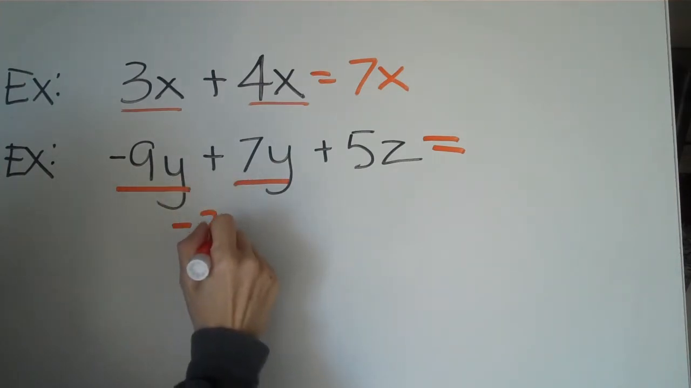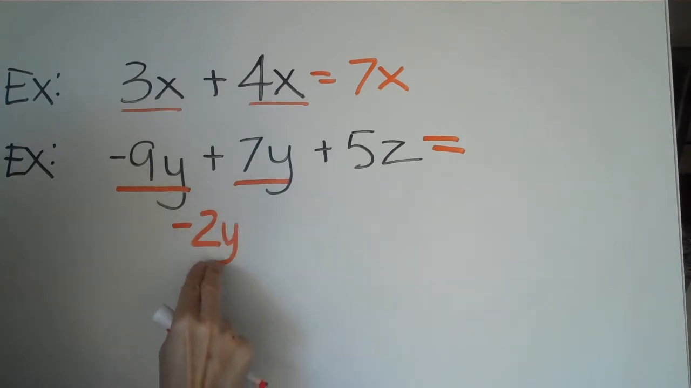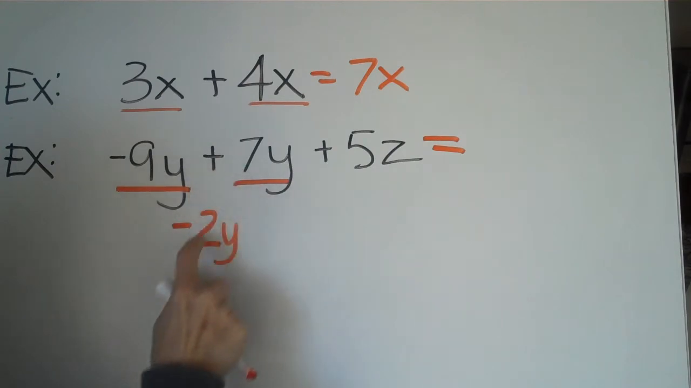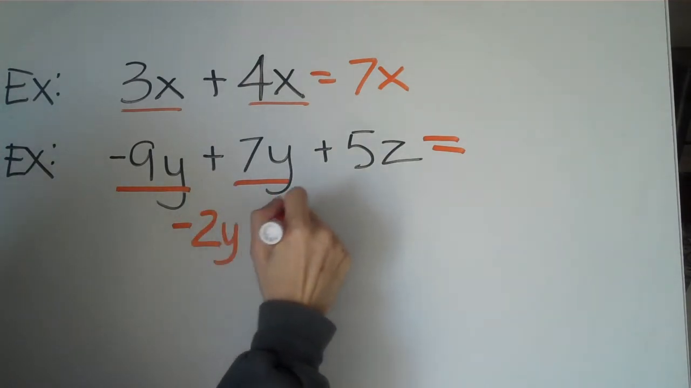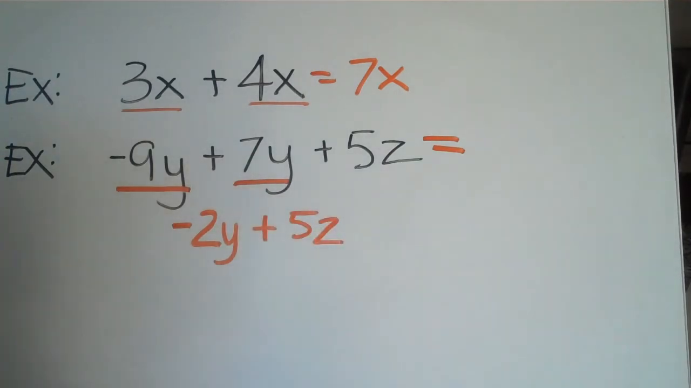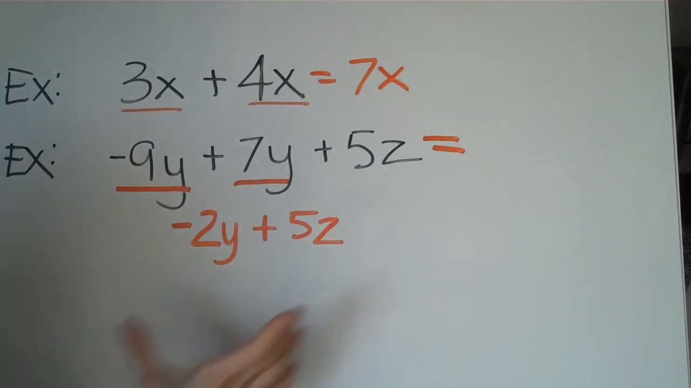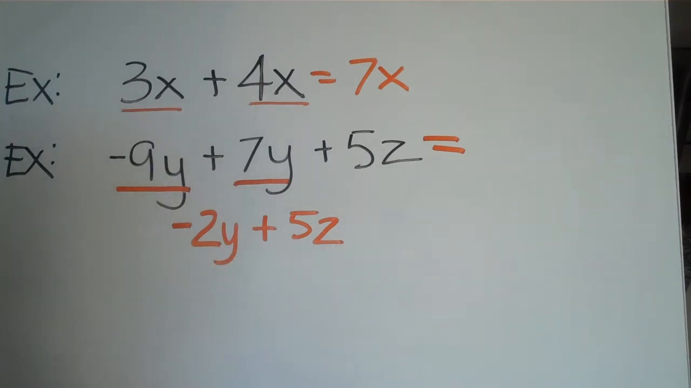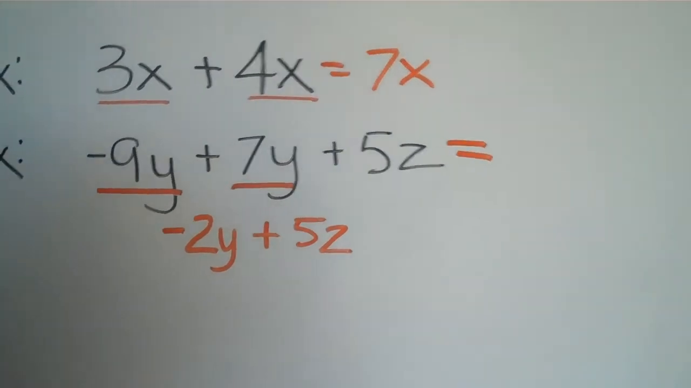You bring over the y. You don't need to do anything but bring it over, because negative 9 plus 7 is negative 2. Bring over the y, negative 2y plus 5z. And that will be your final answer. You don't combine these ever at all, because they're two different variables. You cannot combine them. Okay, so those are pretty straightforward examples.